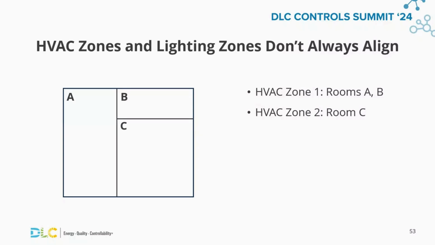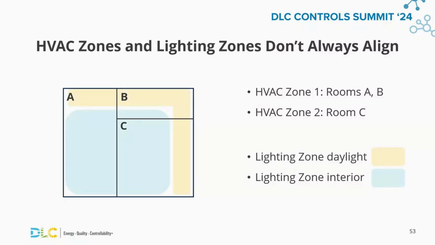In this case, the HVAC zones are the same as before, but the lighting zones are set up with a daylight zone at the perimeter and an interior zone for the rest of the space. In order to feed occupancy signals to the HVAC system, the systems integrator will need to map every lighting occupancy sensor and then send individual signals from every sensor to the HVAC system.